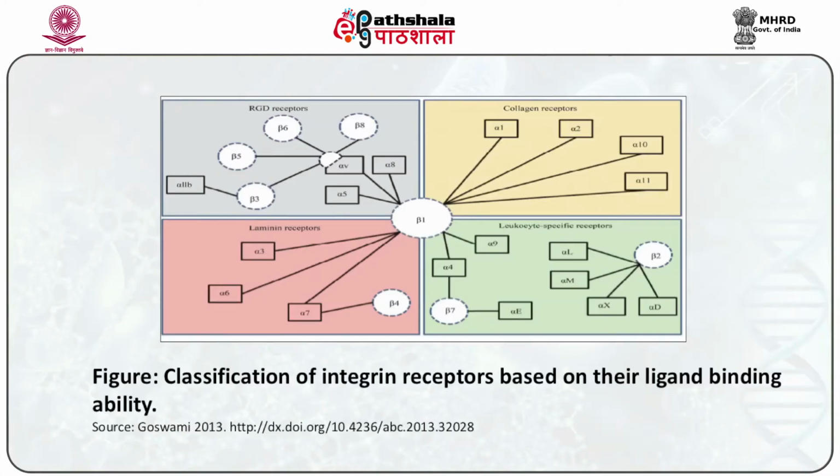First, RGD binding, which recognizes the arginine-glycine-aspartate sequence and includes combinations of alpha 5 beta 1, alpha 8 beta 1, and several such combinations. Then collagen binding combinations, laminin binding combinations, and finally the leukocyte binding types of integrins, which are limited to leukocytes only.